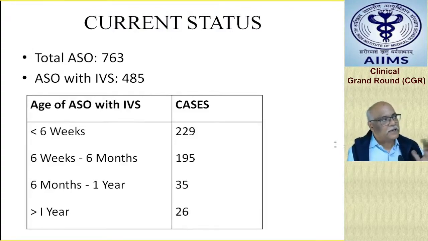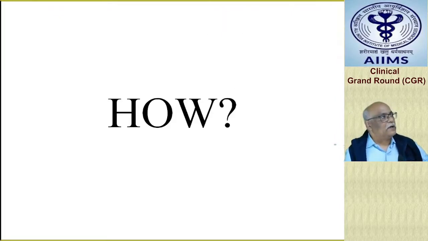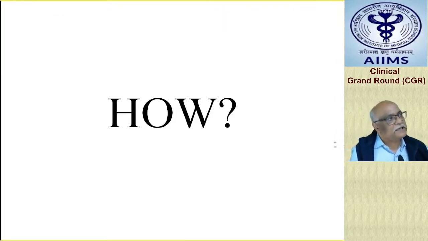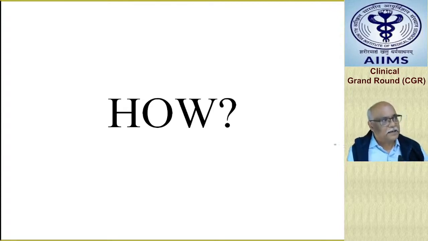This is the world's largest series. When we published the first paper, that was the largest series, and today is also the largest series. And we have now done 763, of which 485 are TGA IVS, of which 229 are less than 6 weeks and 256 more than 6 weeks. Now, after validating the idea based on the basic knowledge, we validated it again in the clinical setting. Now we have to go back again to the cellular level to revalidate it or test it to make it foolproof.